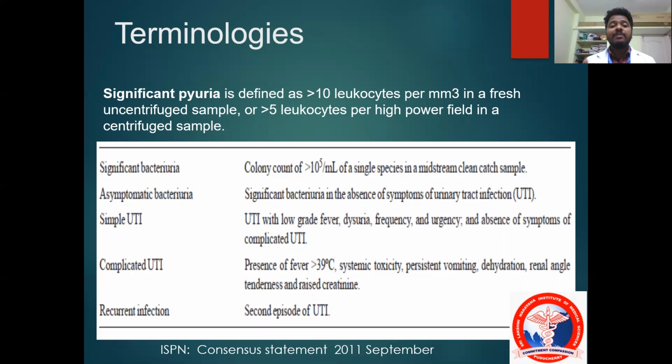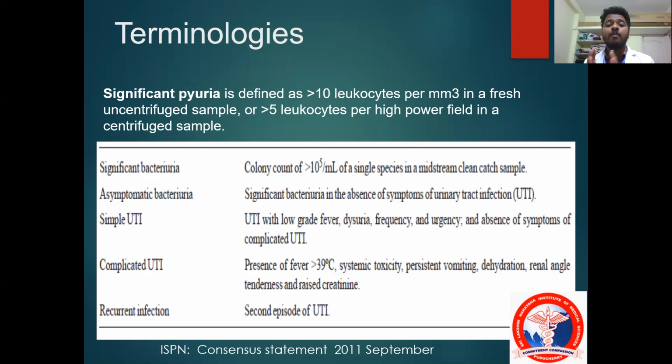Asymptomatic bacteriuria is significant bacteriuria in the absence of symptoms of UTI. This is what I'm telling. If a child is having bacteriuria, but the child is not having any symptoms of UTI, then we have to label the child as asymptomatic bacteriuria, not UTI. So simple UTI is with low-grade fever, dysuria, frequency, urgency, and absence of symptoms of complicated UTI.